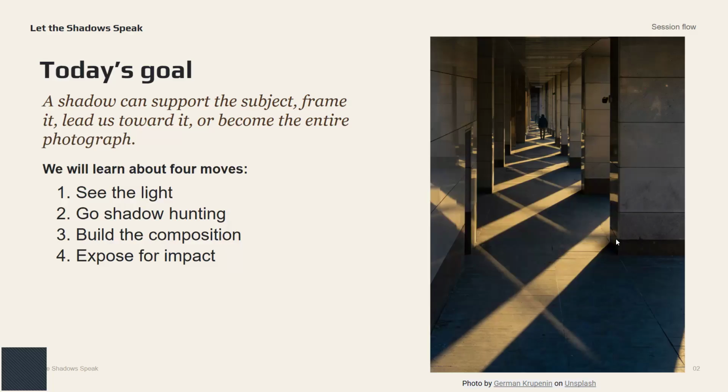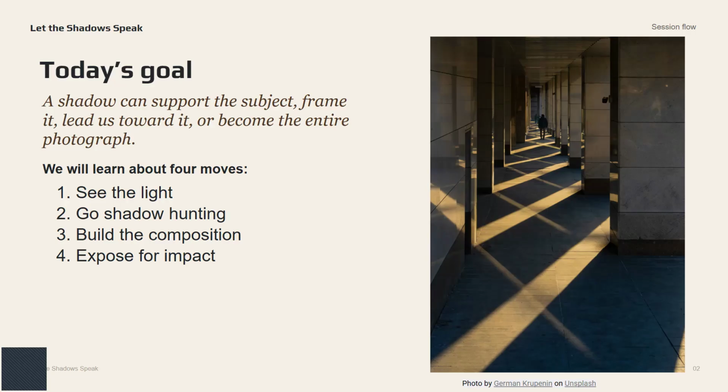Today we are going to look at shadows as more than the dark areas in a photograph. A shadow can support the main subject, frame it, guide our eyes through the image, or become the subject itself. Before we touch camera settings, we will begin with observation. We will look at what the light is drawing and how ordinary things such as railings, leaves, fences, people, and buildings can create strong shapes and patterns.